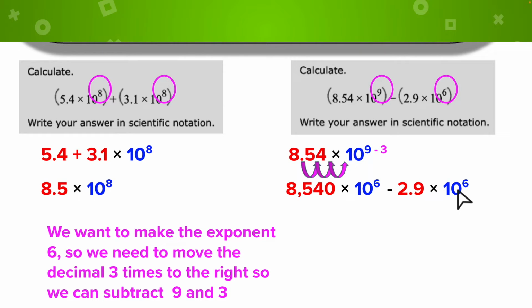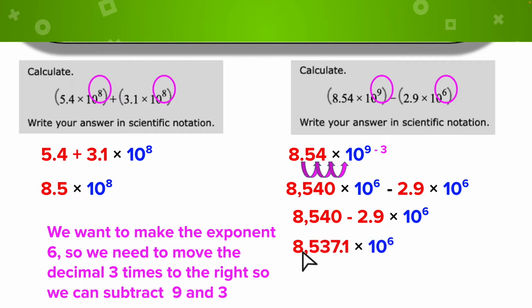Now I can subtract those coefficients because we have the same power of 10. So when I subtract, I get 8,537.1 times 10 to the 6th. That is not in correct format. I can't have this 8,000 in front. I need to move this decimal so that it's right here, right before the 8. So I'm going to jump it back 3 times.